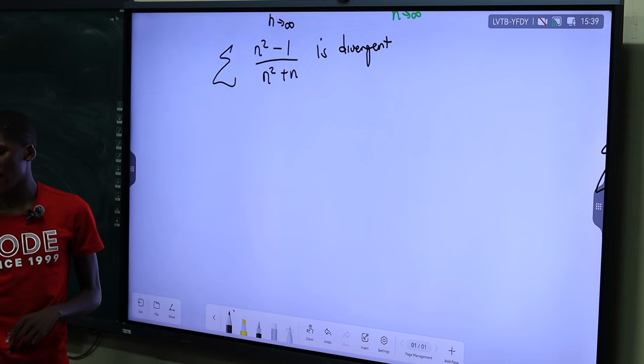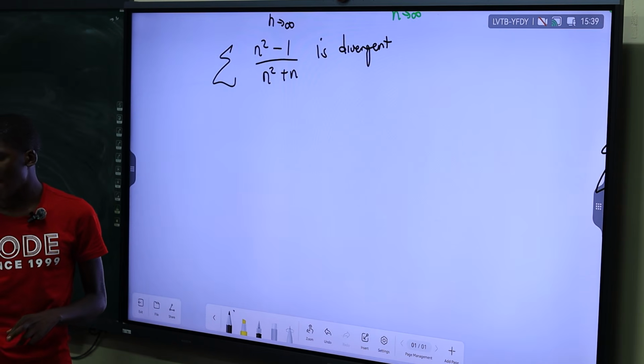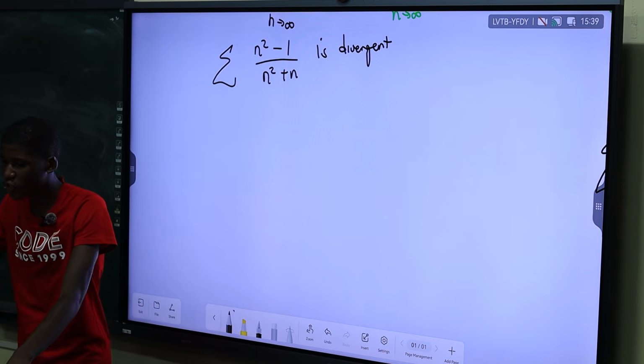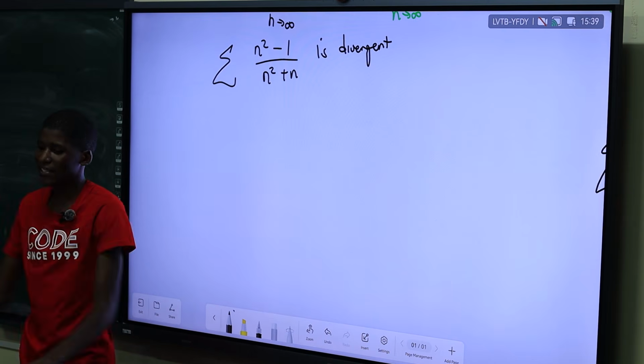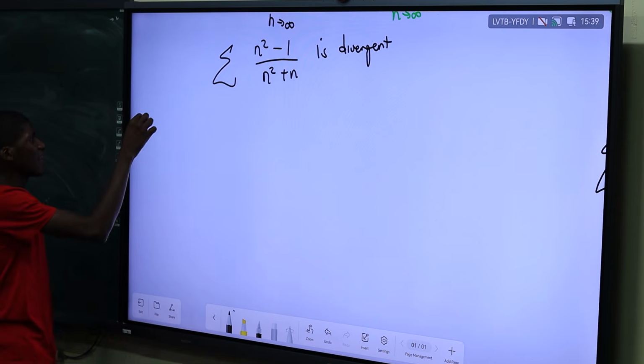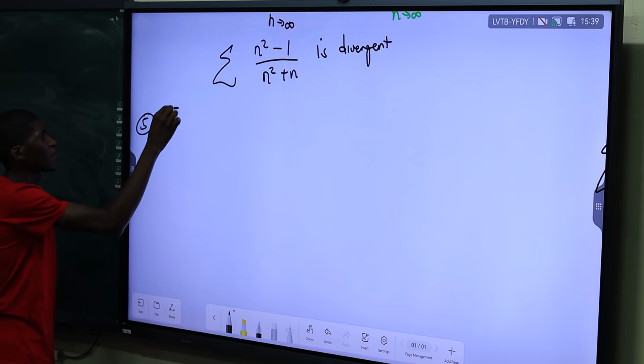Alright, that's the test for divergence, right? Now, this one is interesting, the integral test, right? Integral test.